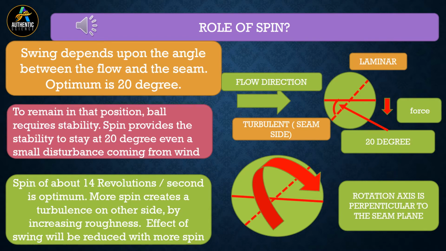More spin creates turbulence on the other side of the ball by increasing the roughness. The effect of swing will be reduced if more spin occurs. So, the spin in the swing ball should be optimum, about 14 revolutions per second.